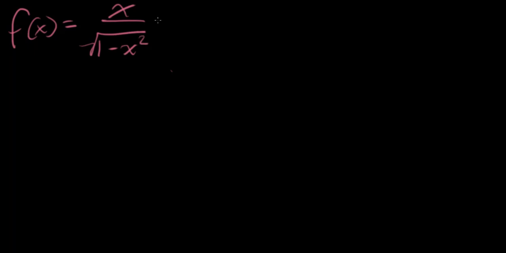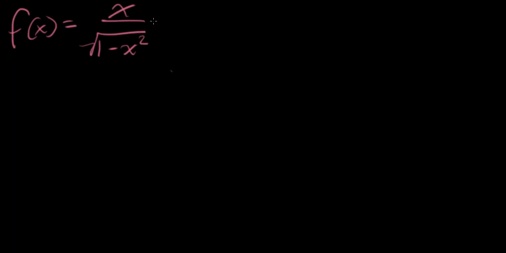Okay, so if you guys recall from page 29 in the notes, we had to find the derivative of the following function. We had the function f of x was equal to x over root 1 minus x squared. And so how do we take this derivative?